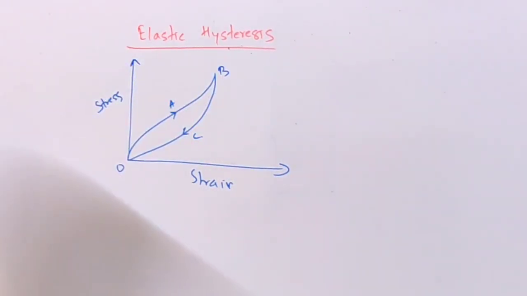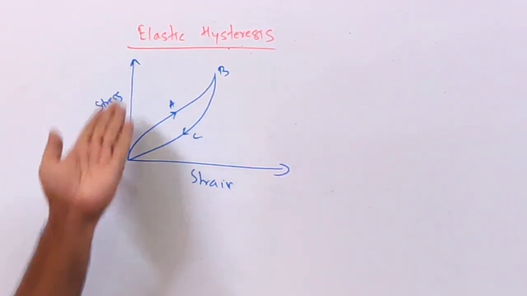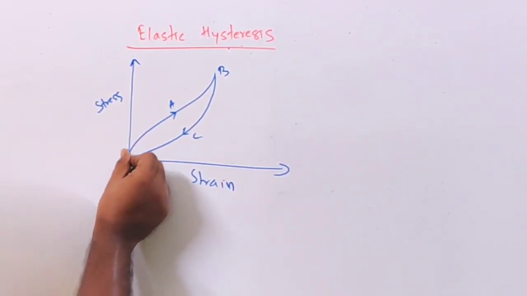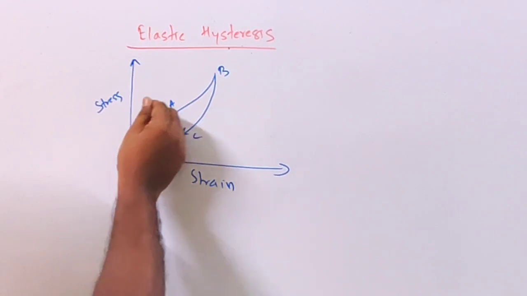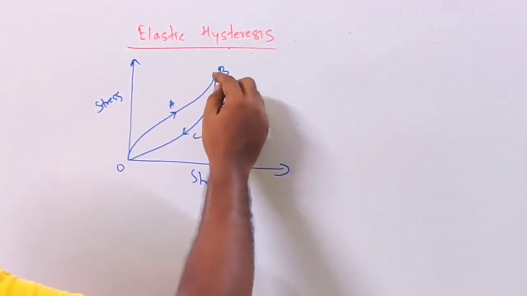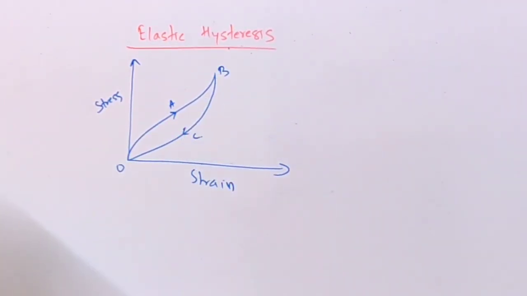Next topic is elastic hysteresis. I have drawn a graph of stress versus strain. This is strain. The graph starts from O and takes the path OAB when the load is applied, and when the load is removed, it takes the path BCO. Now, what is the importance of this graph?